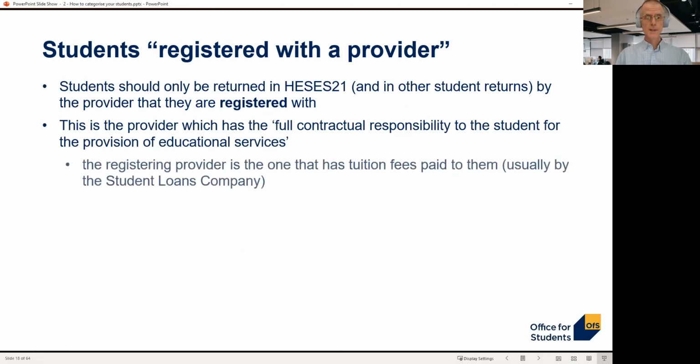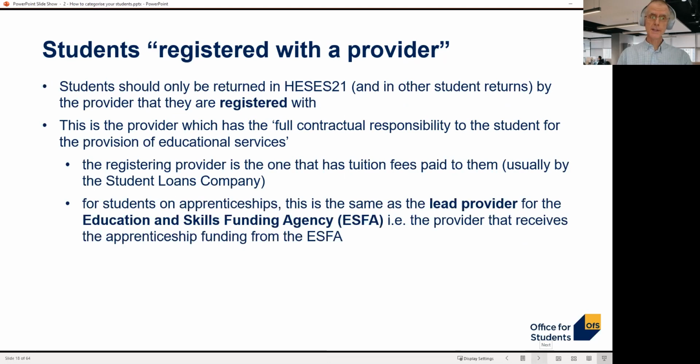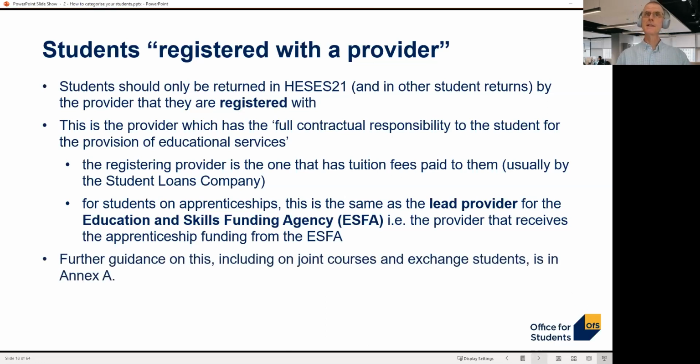In other words, the registering provider is the one that has tuition fees paid to them, usually by the student loan company. For students on apprenticeships, this is the same as the lead provider for the Education and Skills Funding Agency, the ESFA. In other words, the provider that receives the apprenticeship funding from them. And I'll come back to apprenticeships in a moment. Again, further guidance on this. I'm going to say this a lot today. Further guidance is in the guidance document, including particularly stuff about joint courses and exchange students, and that's in Annex A.